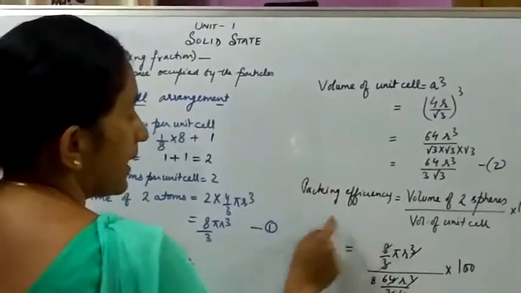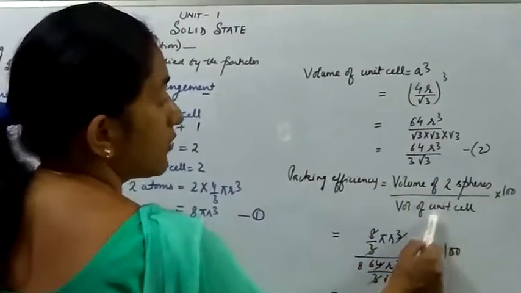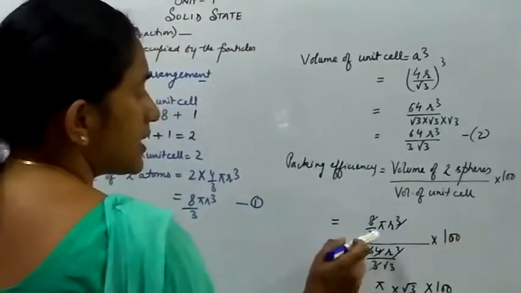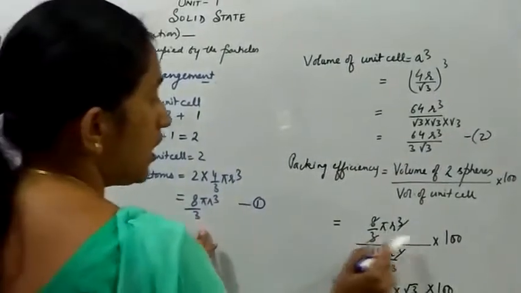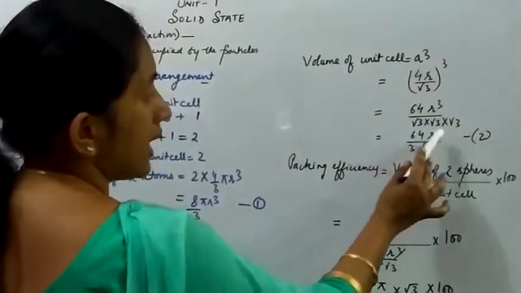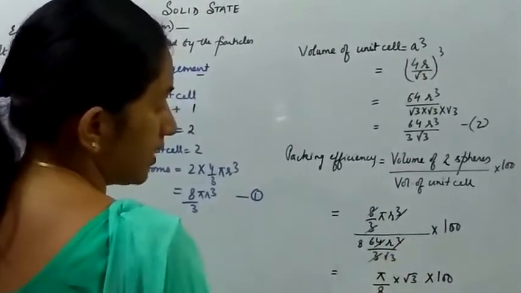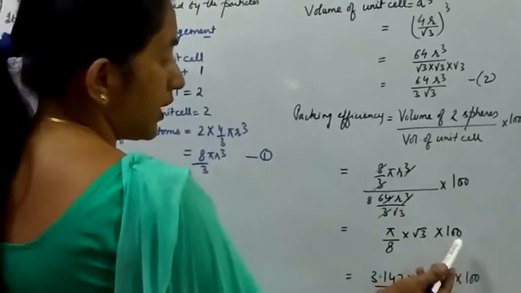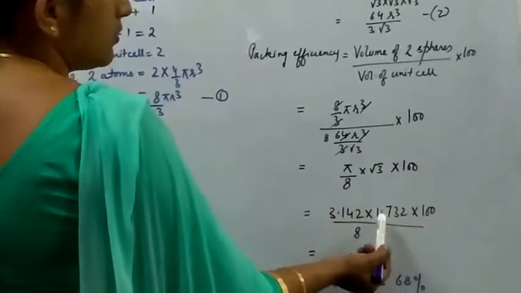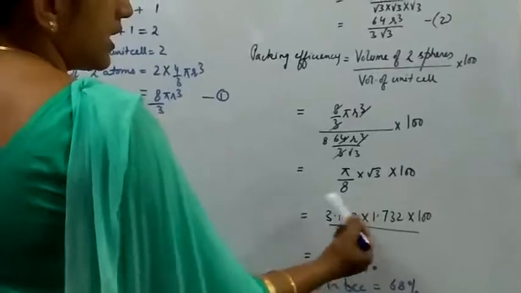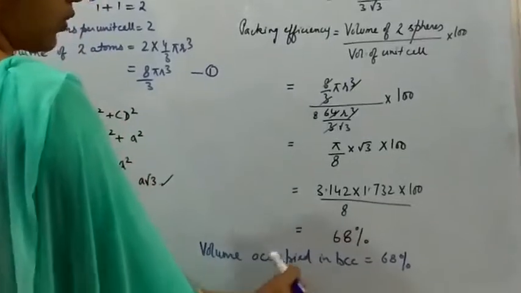Now we are going to find out the packing efficiency. The packing efficiency will be equal to the volume of the two spheres upon the volume of the unit cell, multiplied by 100. Just put the value of the volume of two spheres: 8 upon 3 pi r cube, upon the volume of the unit cell, which is 64 r cube upon 3 root 3, into 100. We cancel it out and we get pi upon 8 into root 3 into 100. Put the value of pi as 3.142 and root 3 as 1.732, into 100 upon 8. By solving this, you will get 68%. So this is the volume occupied in BCC.